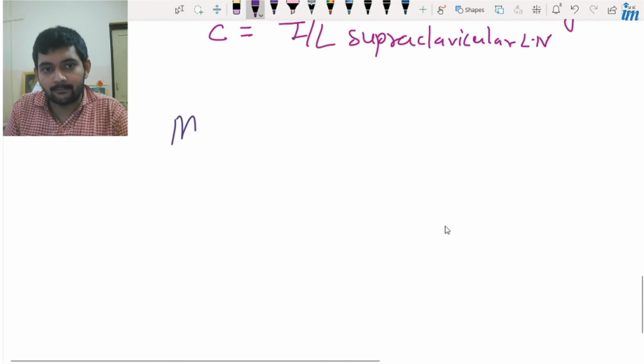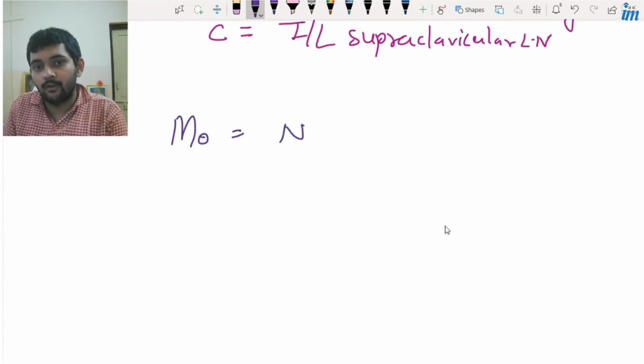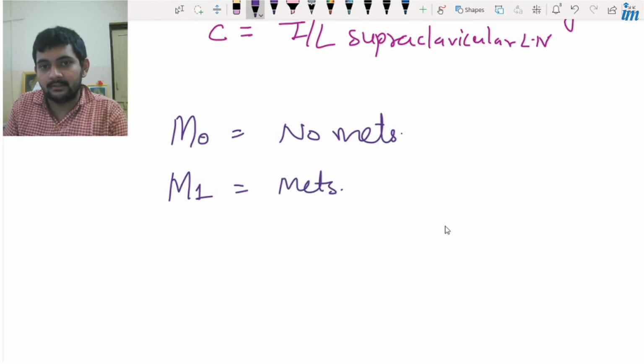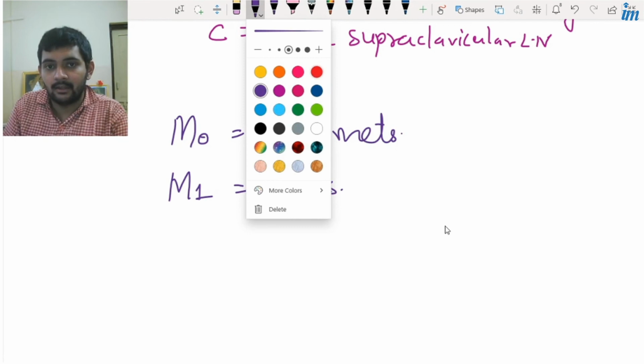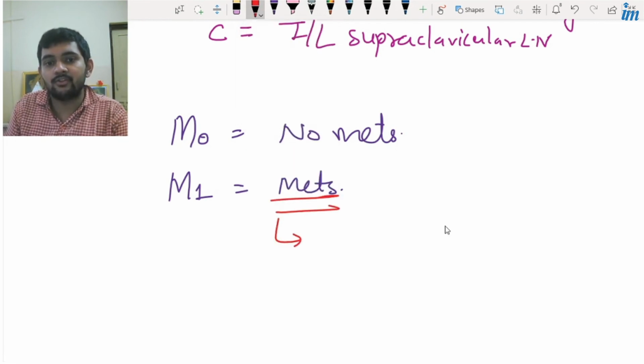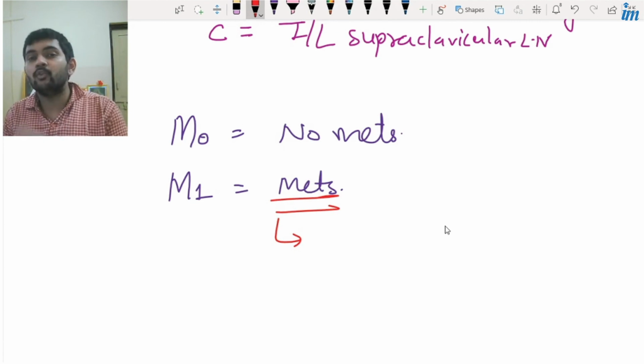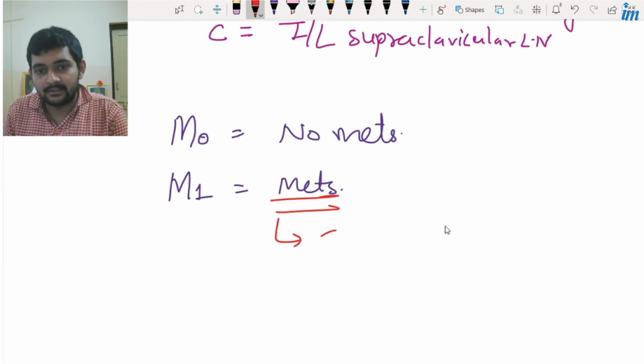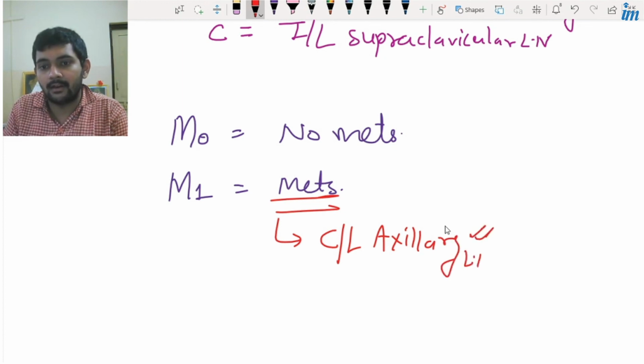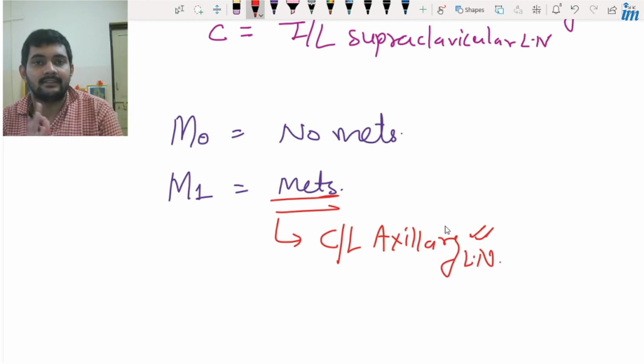Now let's talk about the M, that is the metastasis, right? M0 means there is no metastasis, and M1 means there is metastasis. Now here comes a very important question: which organs are involved, and there is a lymph node stage which is now considered as metastasis as per AJCC. Now as per AJCC, contralateral axillary lymph nodes are considered as M1. That means if there is a lump in the left breast and there is a lymph node positive on the right axilla, that suggests that it is M1 now.